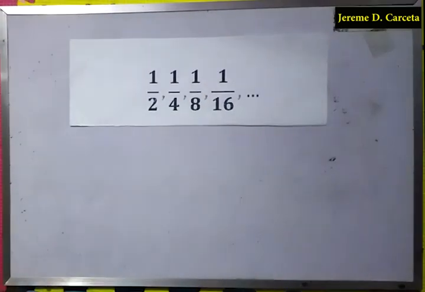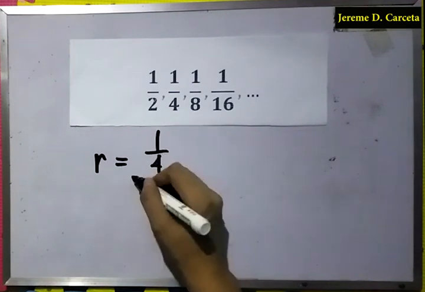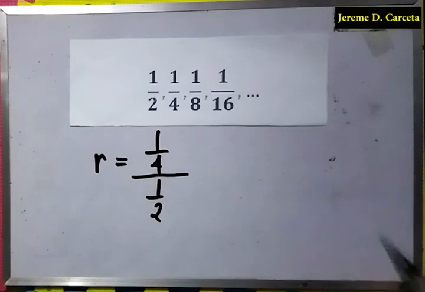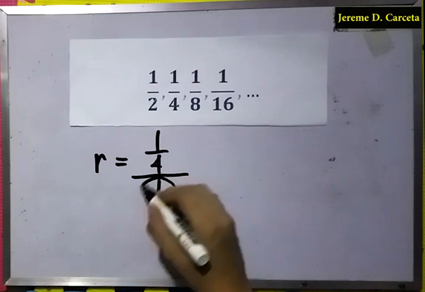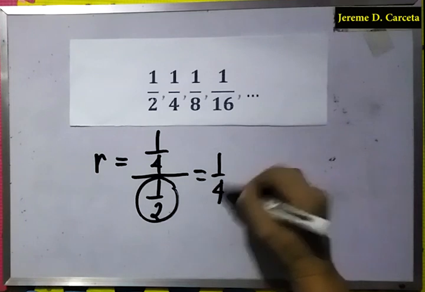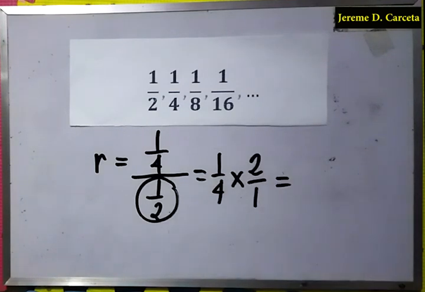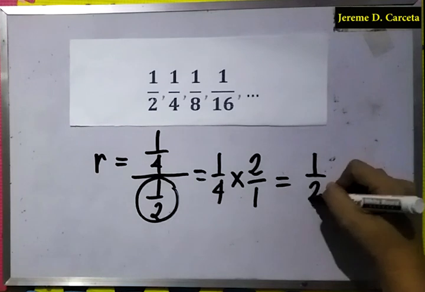Another one. We have 1/2, 1/4, 1/8, 1/16, and so on. Our r is equal to 1/4 over 1/2. We have here a complex fraction. To solve this, we take the reciprocal of the denominator and then we multiply. Therefore, we have 1/4 times 2 over 1, and that would be equal to 1/2.